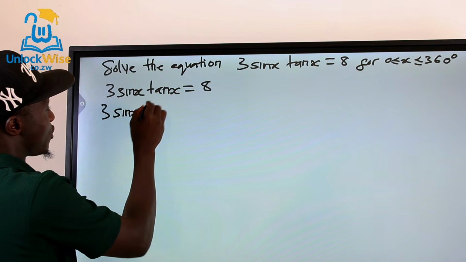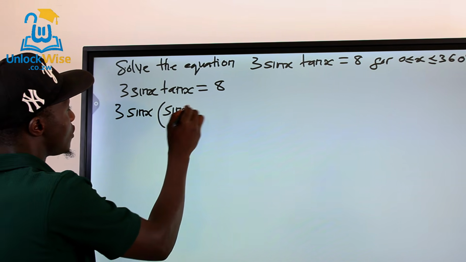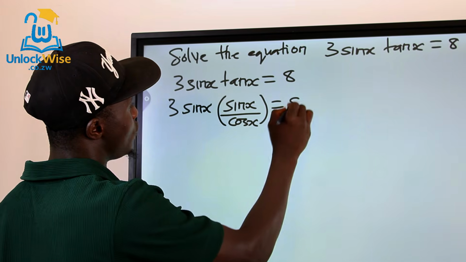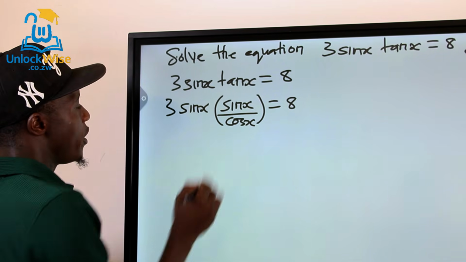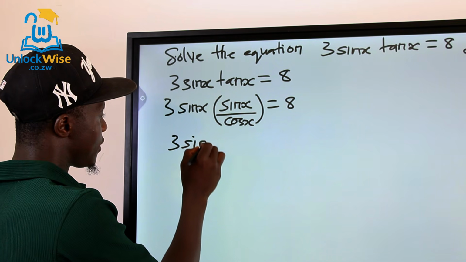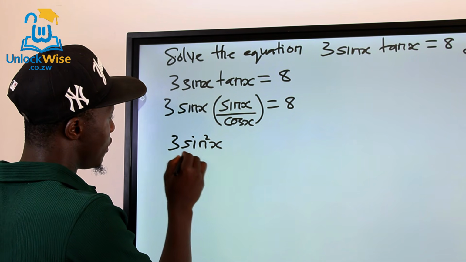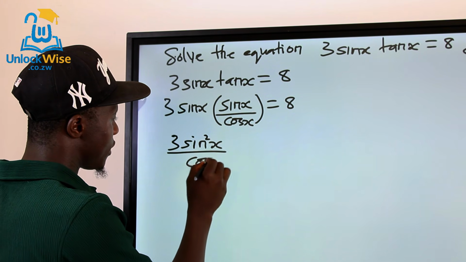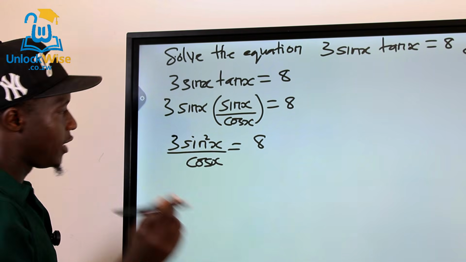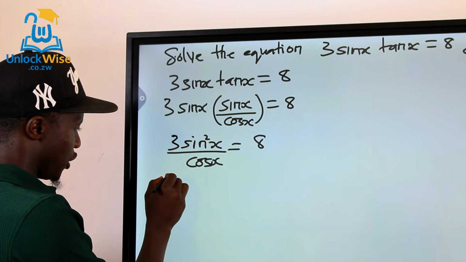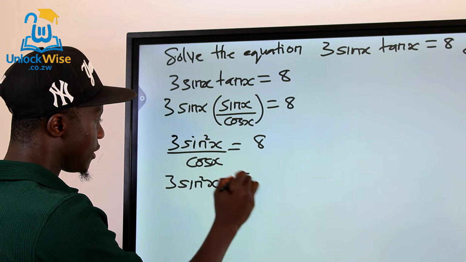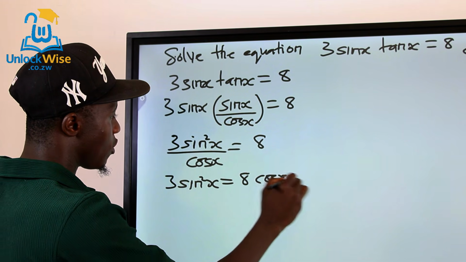Now the identity for tan x is equal to sine x over cos x, which is equal to 8. So we multiply, we're going to be left with 3 sine squared x over cos x is equal to 8. So now we do the cross multiplication. We're going to say 3 sine squared x is equal to 8 cos x.